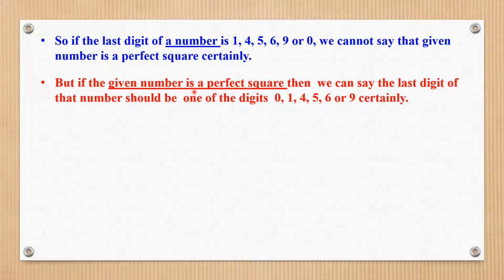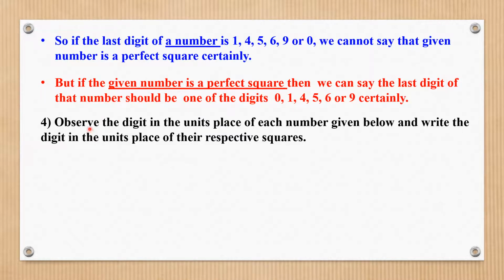But if you know the given number is a perfect square, then we can say the last digit of that number should be one of the digits 0, 1, 4, 5, 6 or 9 certainly. ඒ කියන්නේ අපිට perfect square එකක් කියලා දුන්නොත් එහෙම නැත්නම් අපි perfect square එකක් කියලා හරියටම දන්න කෙනෙක් නම් අනිවාර්යයෙන්ම ඒකේ last digit එක මේ 6න් එකක් වෙන්නම ඕනේ. නමුත් ඕන number එකකට ඒක හරියන්නේ නැහැ, perfect squares වලට විතරයි හරියන්නේ.